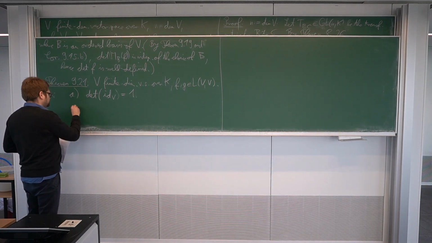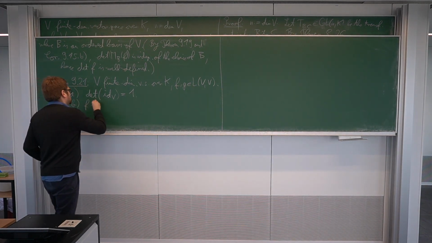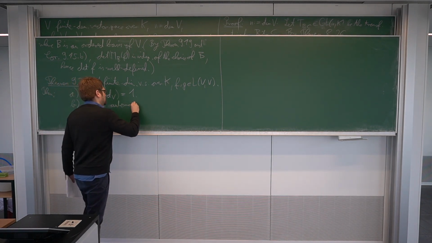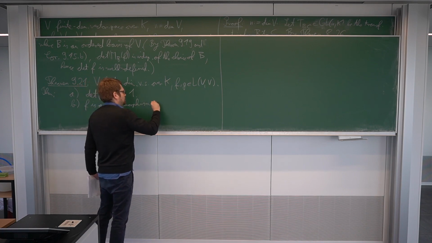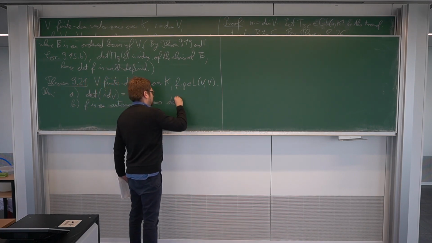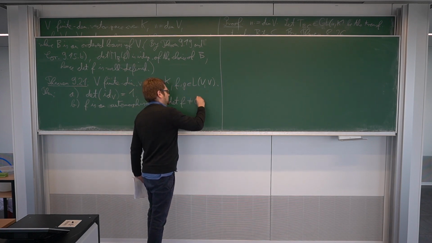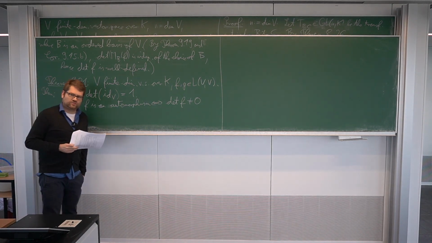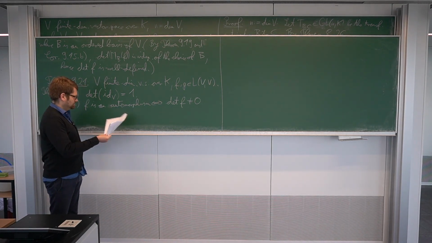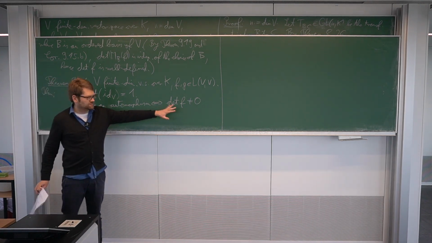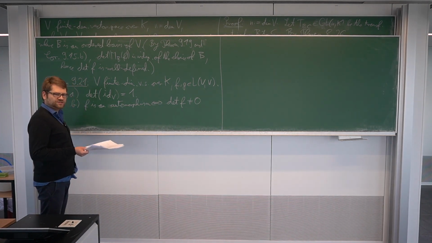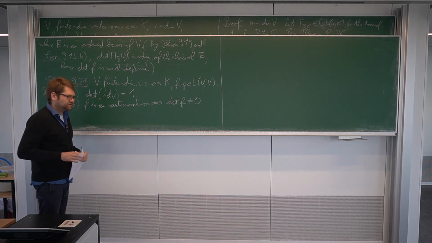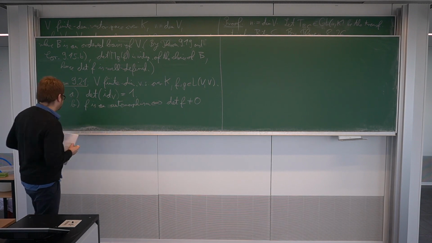Okay, B. F is an automorphism, so an endomorphism which is an isomorphism, if and only if the determinant of F is non-zero. This follows since we've seen that a map is an automorphism if and only if the matrix representations are invertible. So this is about what we know about invertible matrices. It's invertible if and only if the determinant is non-zero, and so the same property follows for F. So this is just reformulating this in a concise way for F.